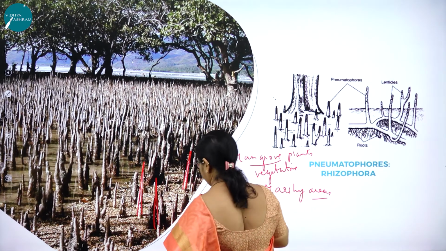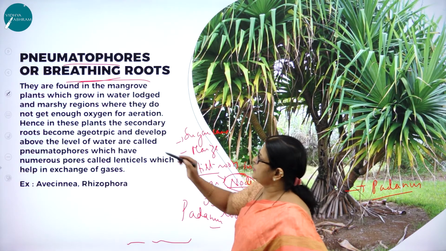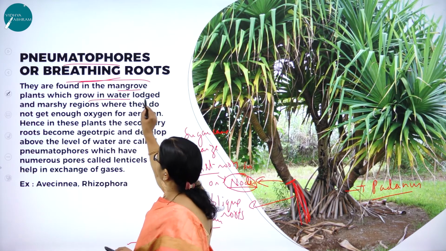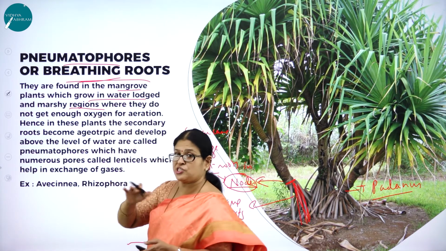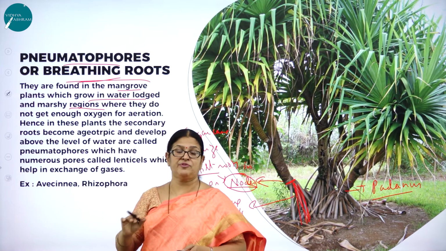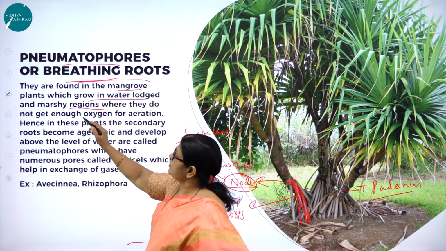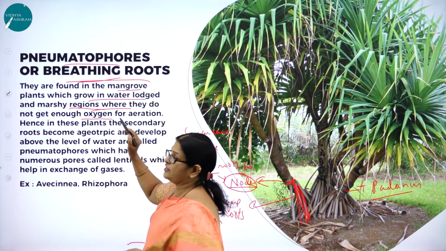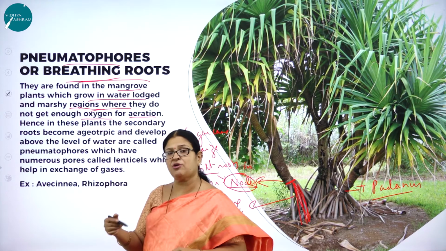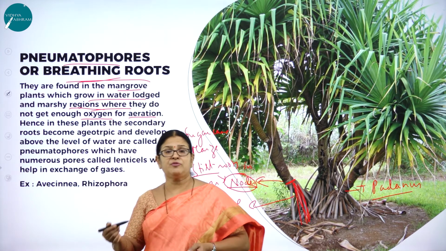Marshy areas. Right. So here, what are pneumatophores or breathing roots? They are found in the mangrove plants which grow in waterlogged areas. Waterlogged means the surface of the soil is completely covered with water, thereby depleting the soil of oxygen. In marshy regions, they do not get enough oxygen for aeration. So when they are not getting sufficient oxygen for aeration, what do they come out with as an alternate means?